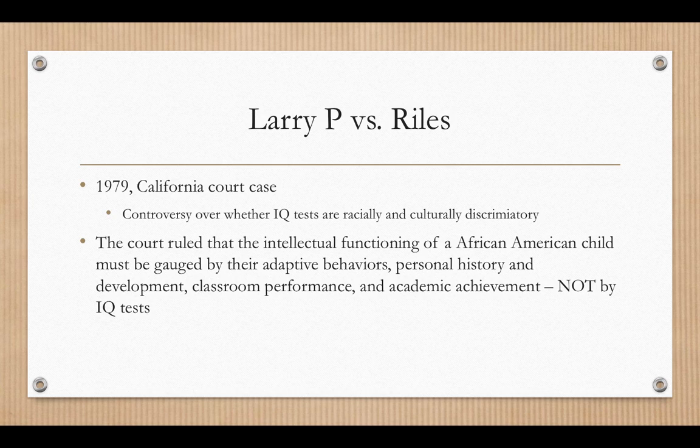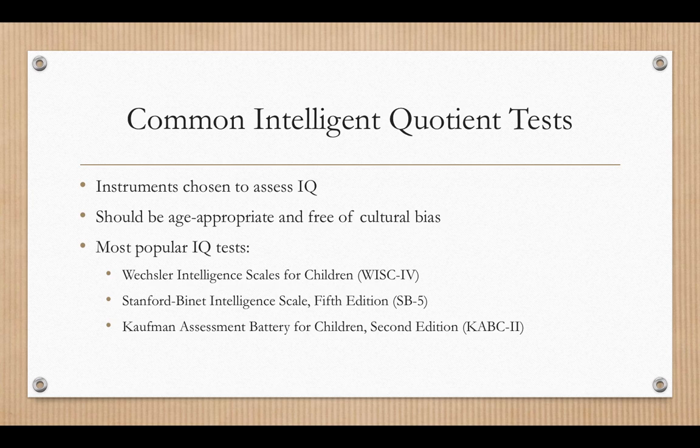Larry P. versus Riles, 1979 California court case. There's a controversy over whether IQ tests are racially and culturally discriminatory. The court ruled that the intellectual functioning of an African American child must be gauged by their adaptive behaviors, personal history and development, classroom performance, and academic achievement, and not by IQ tests.